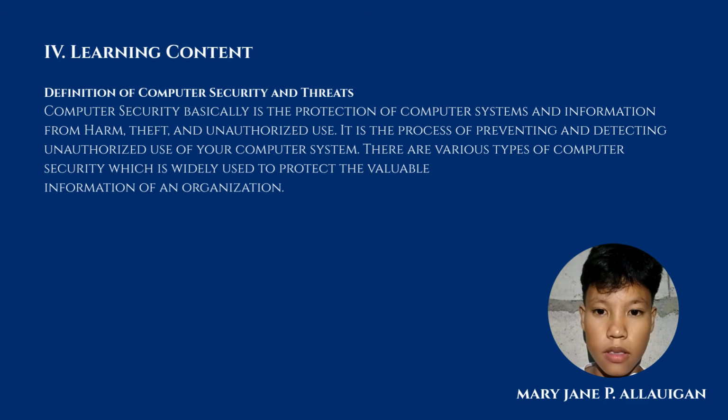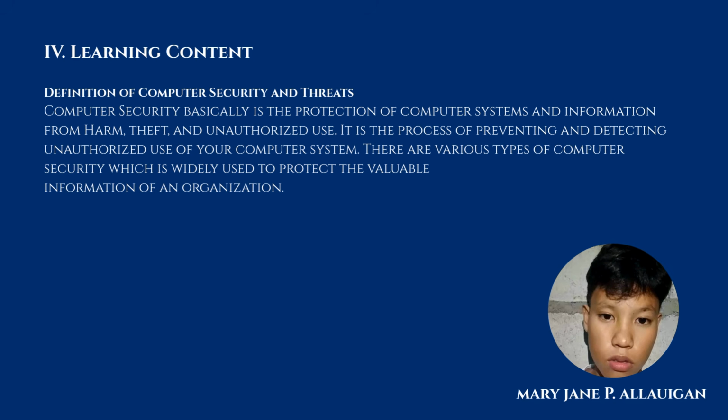Learning content. Definition of computer security and threats. Computer security is basically the protection of computer systems and information from harm, theft, and unauthorized use. It is the process of preventing and detecting unauthorized use of your computer system. There are various types of computer security which are widely used to protect the valuable information of an organization.